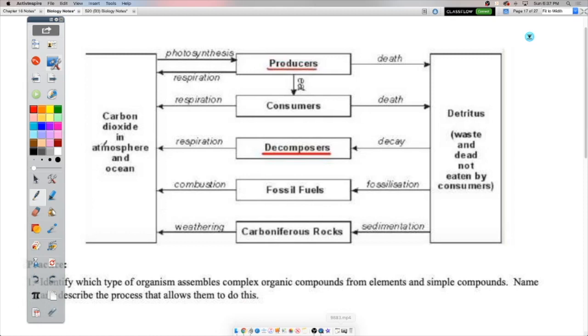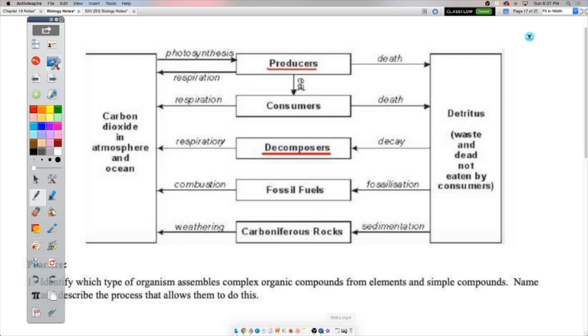So carbon dioxide could be here in the atmosphere, in the ocean, right? And it could move into a producer by photosynthesis. Again, I want you to notice arrow directions, right? How many arrows are taking carbon dioxide out of the atmosphere? Only one, photosynthesis, right? Consumers only do respiration. They don't do photosynthesis. So they put carbon dioxide in the atmosphere.